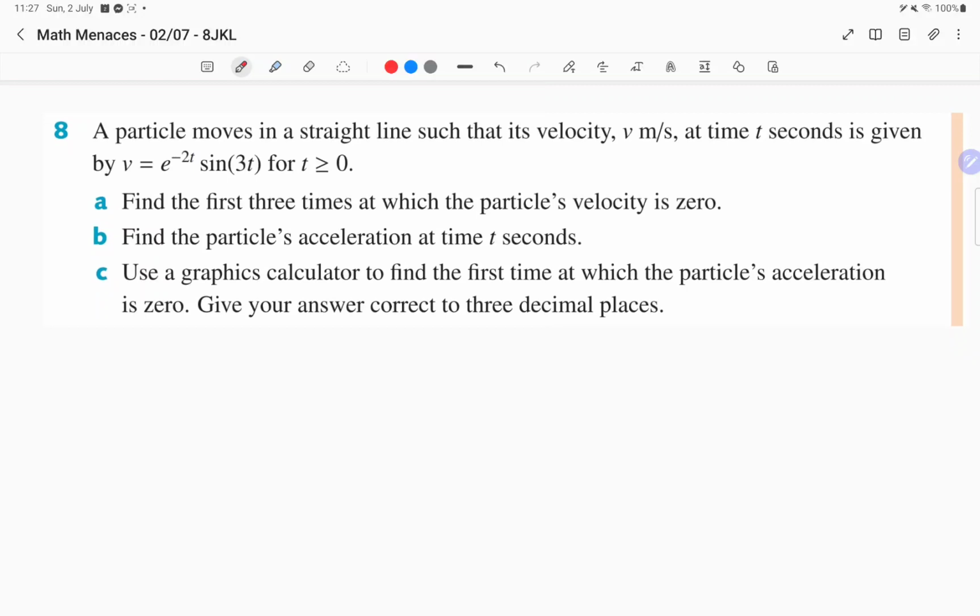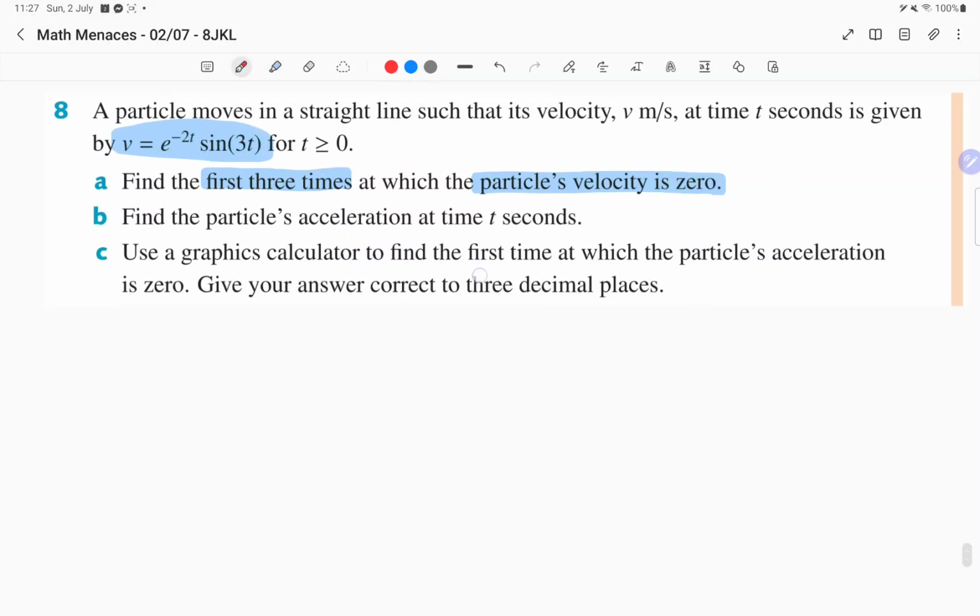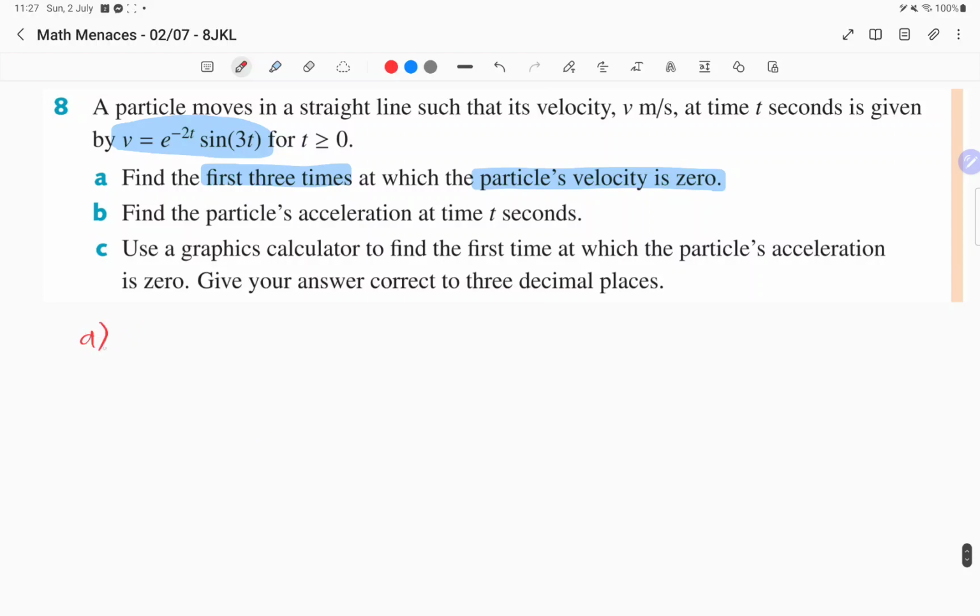But your question 8, find the first 3 times, right? First 3 times at which the particle's velocity equals 0. So you set that equal to 0, and then you find the first 3 times where that happens. So in question 8, it's a strange exponential times trigonometry equation. Let me show you guys. 0 equals e to the power negative 2t sine of 3t. For this thing to be equal to 0, how do we solve this? What would have to be 0 in order for this entire thing to be 0?